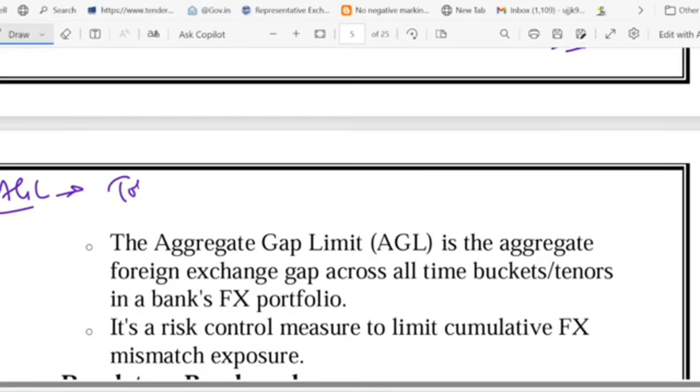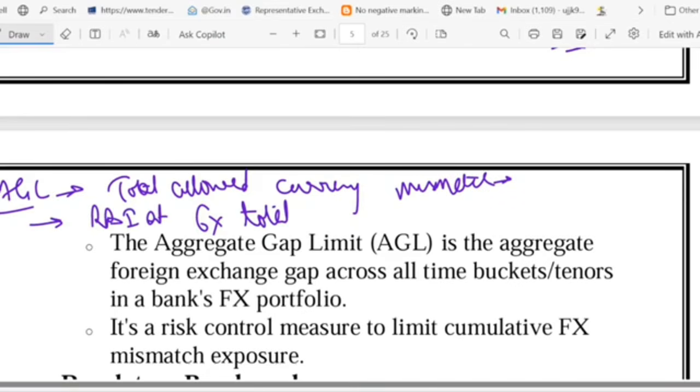Just remember, total allowed currency mismatch in foreign exchange across all time buckets is capped by RBI at 6 times total capital. This is the second point. And I told you this helps in managing the foreign exchange risk over time, not just daily.